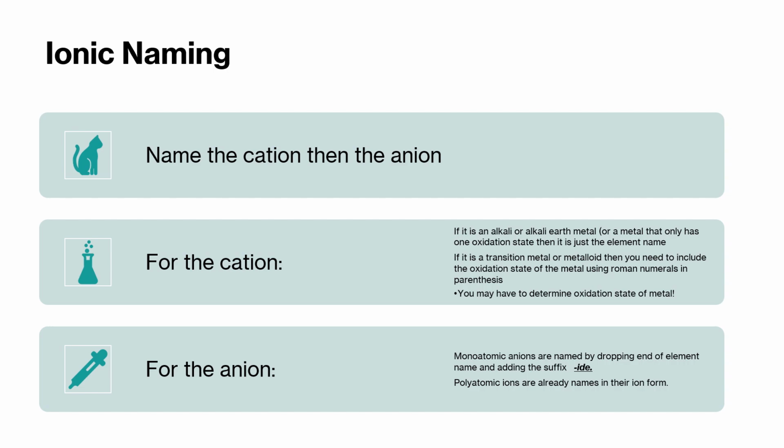For the anion, monatomic anions are named by dropping the end of the element name and adding -ide to the end. So chlorine becomes chloride, oxygen becomes oxide, fluorine becomes fluoride. Relatively straightforward. If it is a polyatomic anion, those are already in their anion form and you don't have to worry about changing their names. When you're writing the name, the cation goes first, the anion goes second. It really should be two separate words, and then sometimes you have your oxidation state in parentheses as part of your name as well.